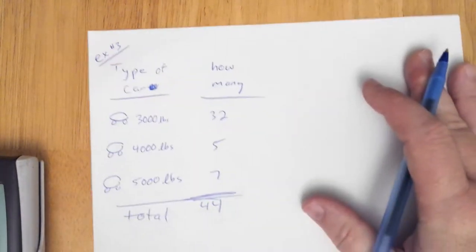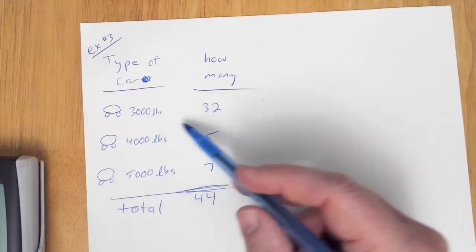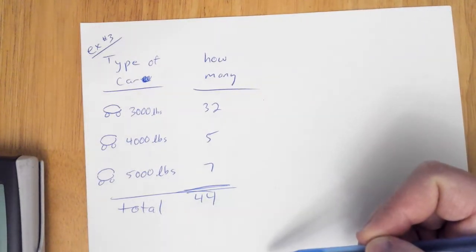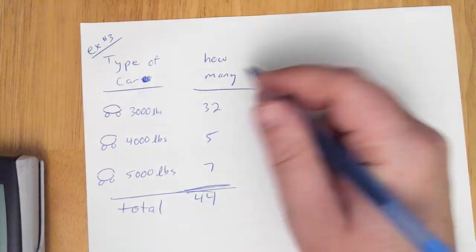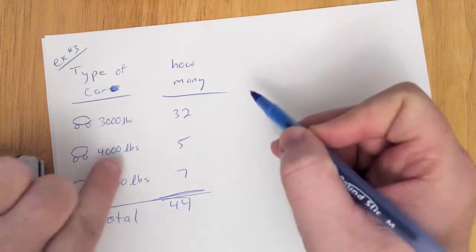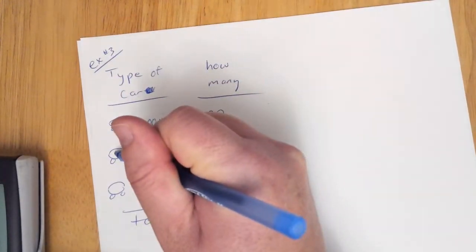All right, let's keep going. Another example. In this case, do you think you're really going to be writing 3,000 pounds 32 times? Probably not. So for that one, there's 32. This is supposed to be the yellow car, the blue car, the red car. Forgot to put those in there.